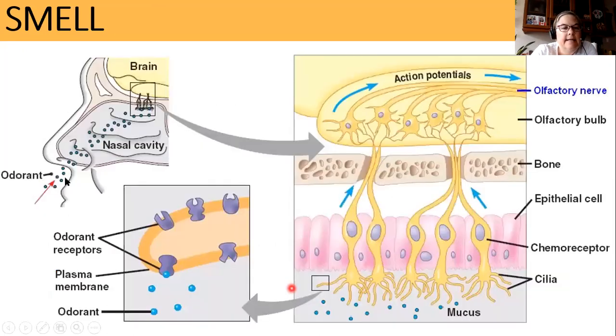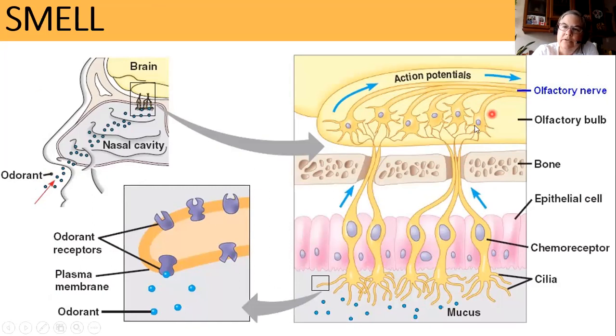And here we see there's our molecules. So there's the chemical, could be a perfume, could be body odor, doesn't matter. It's just some chemical, and it's attaching to specific receptor sites, okay? And here we see the receptor sites here. There's our chemoreceptor, and then that's carrying it up to our olfactory nerve, right?